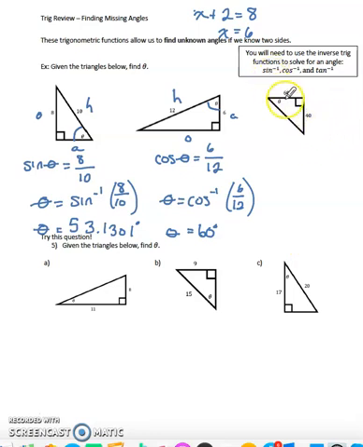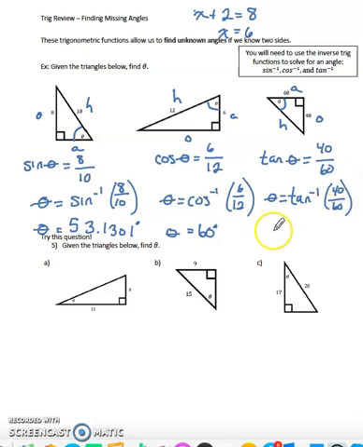Finally, let's look at an example with tangent. Here's our theta, opposite, this is hypotenuse, here's adjacent. So tan theta is opposite over adjacent, so 40 over 60. So theta equals the inverse tan of 40 over 60. And if you do that calculation, you'll get that theta equals 33.6901 degrees.